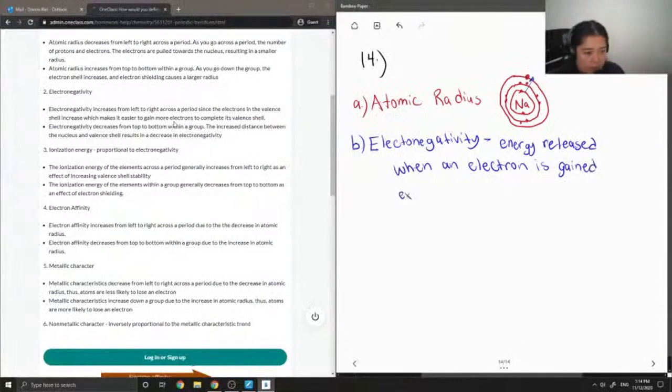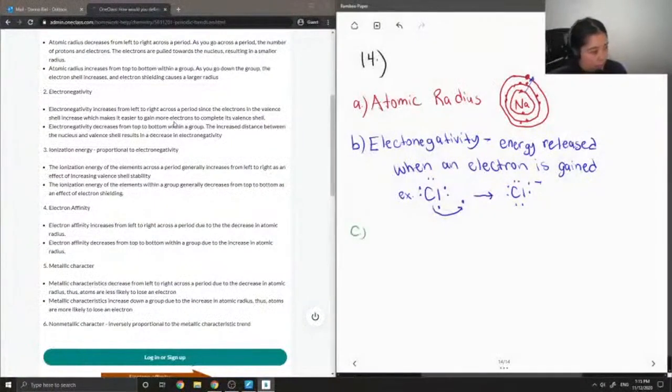So for example, let's say we have a chlorine atom that has 7 valence electrons in its shell. If it were to gain another electron, it would become Cl-. So since chlorine really wants to complete its octet, its electronegativity, when it gains an electron, is a very large number since a lot of energy is released and that reaction is favorable.